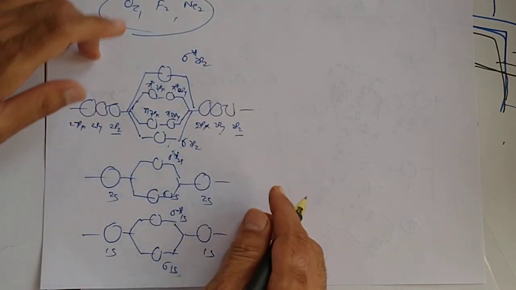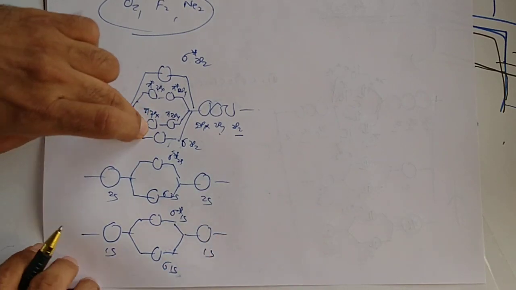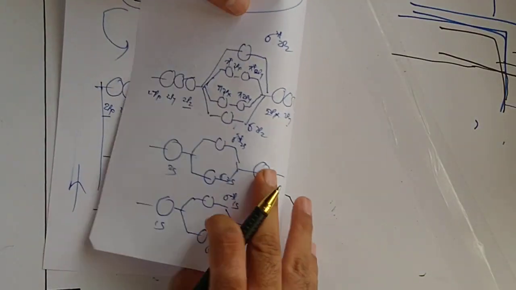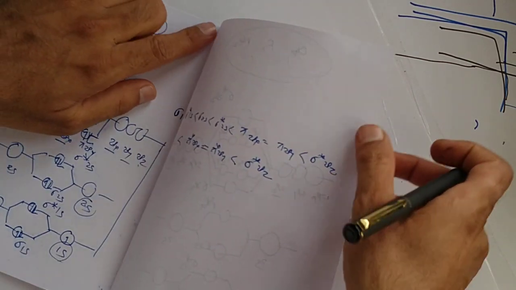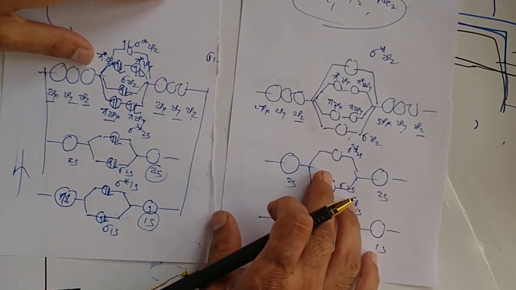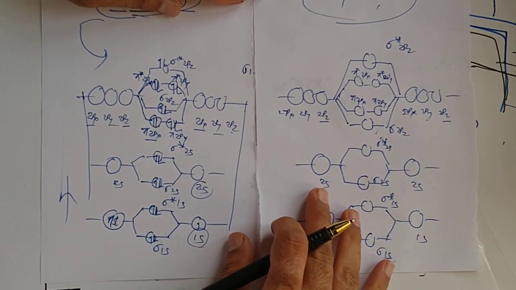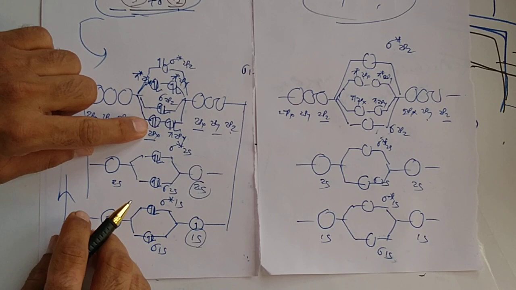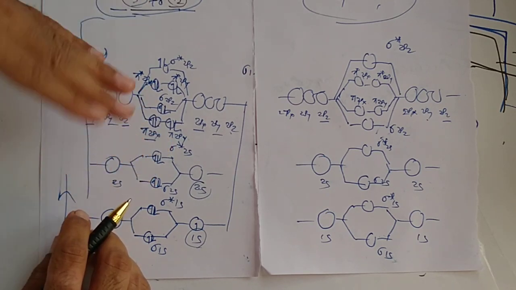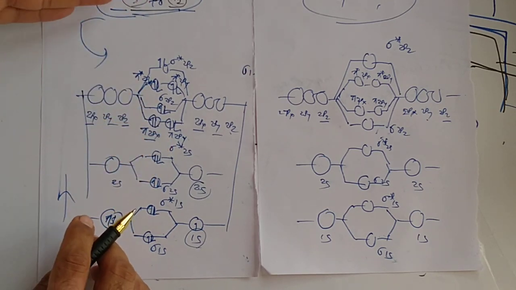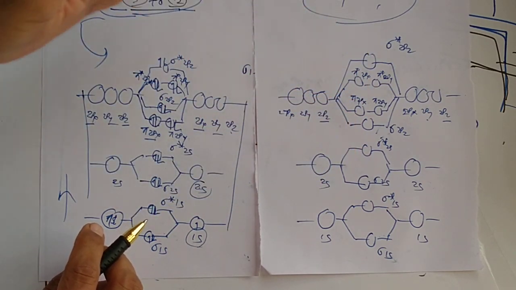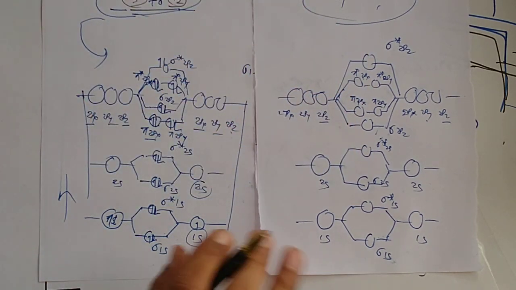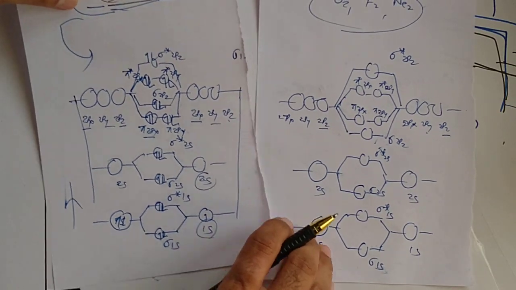Slight change for these three. Here you can see, slightly different. Here pi 2px, pi 2py lower energy, sigma 2pz higher. But in this case, sigma 2pz lower energy, then pi 2px, pi 2py. Rest of the portion remains the same.